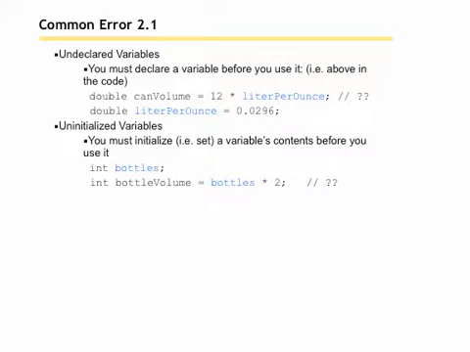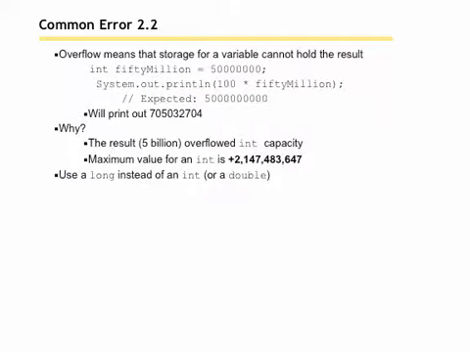A common error is to forget to declare variables. In the example here, liters per ounce is not declared when we're trying to use it. It's not declared until the next line. You have to declare variables before you use them. The other common error is uninitialized variables. If we say int bottles, and then we say int bottle volume equals bottles times 2, well, what value is in bottles? We don't have a value there, so that would also be an error.